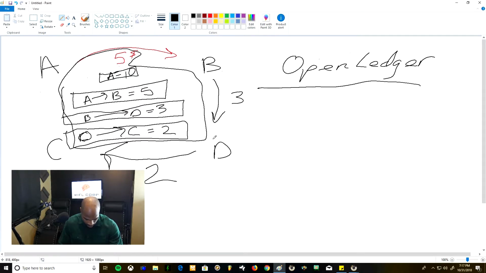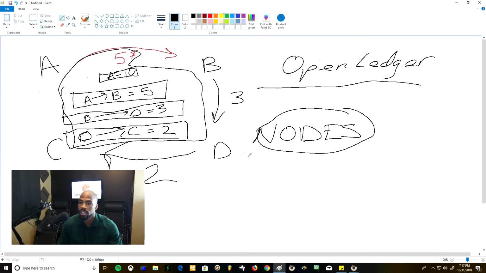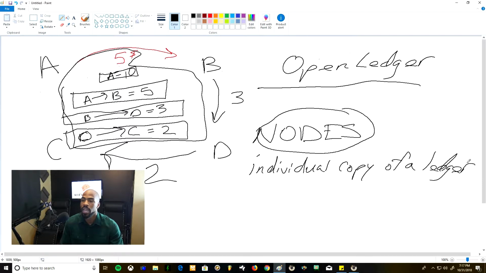So the copies of this ledger, they're called nodes. A node is an individual copy of a ledger. And now we're going to discuss why a distributed ledger, the functions of a distributed ledger, and why a distributed ledger is important, okay? All right, so let me clear this page first.